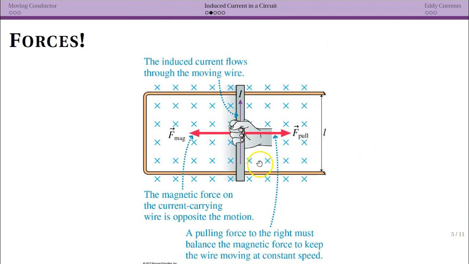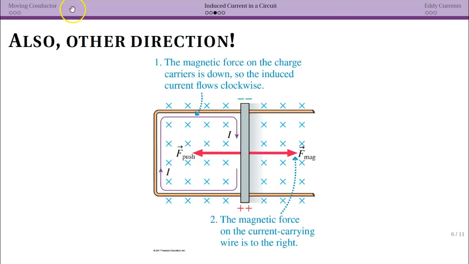So we can actually use that to understand how hard we're pulling it. But again, that is assuming that it's moving at a constant speed, which is what we want for thinking about having a constant current, constant EMF.